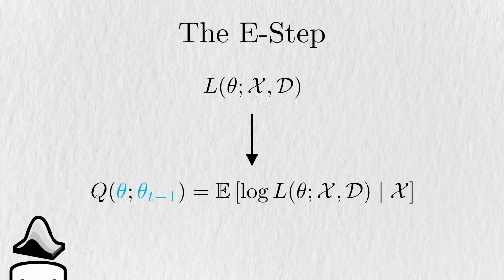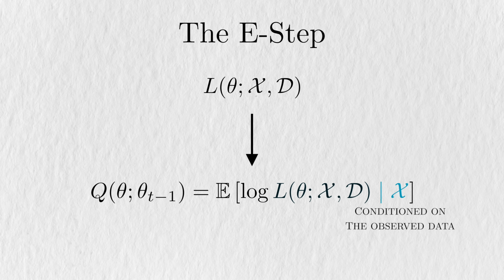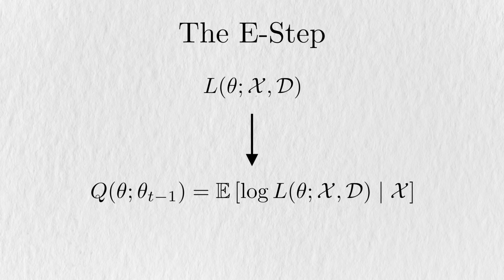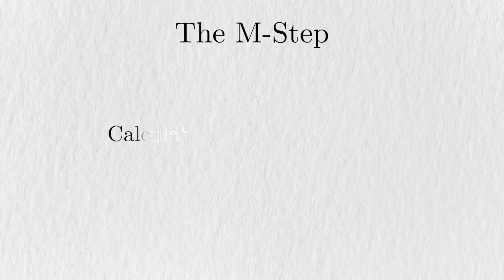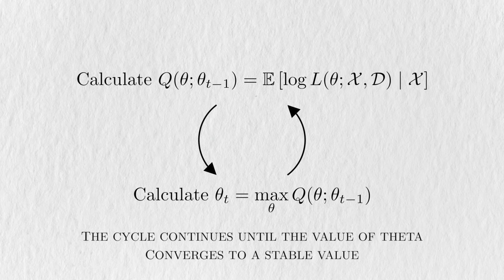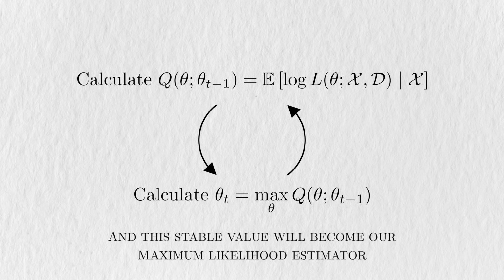I admit the notation can be pretty intimidating, so I'm just going to state what it is in as plain of language as I can. The Q function is the expectation of the log of the complete likelihood conditioned on our observed data. And somehow, this function overcomes our missing data problem. Once you derive this Q function, we go into the M step and find the value of theta that maximizes it. But it's on this Q function instead of the complete likelihood. What we get is a new value of theta, and we start the cycle all over again. The cycle of E and M steps continues until the value of theta we see converges to a stable value. And this stable value will become our maximum likelihood estimator.